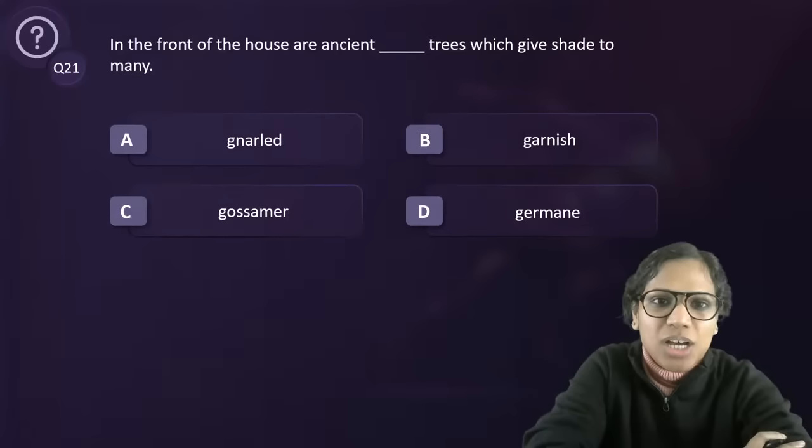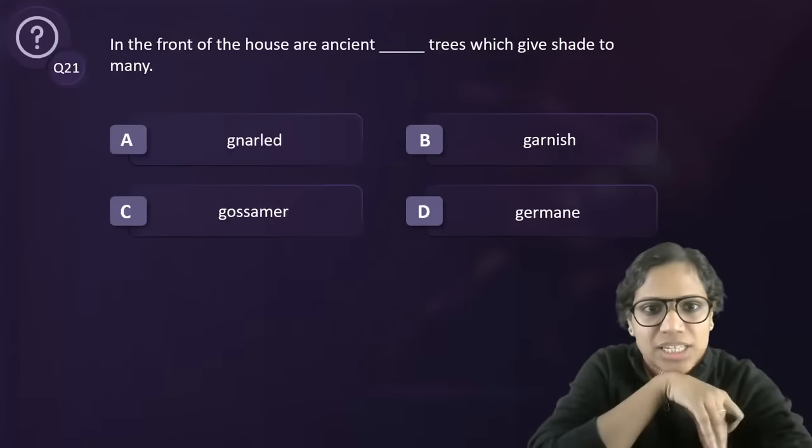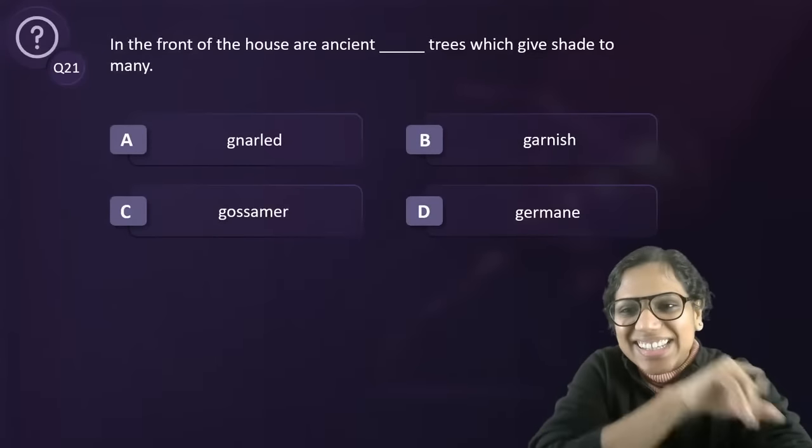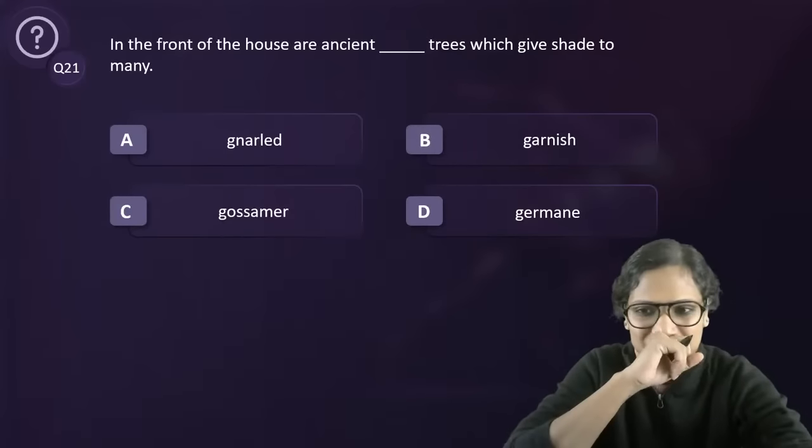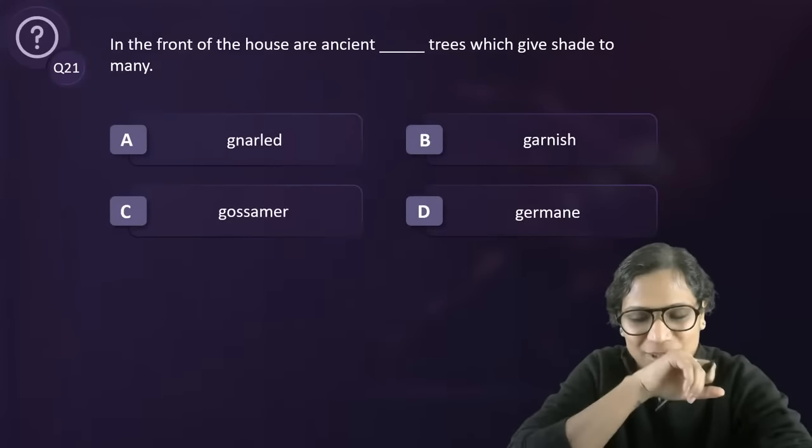21. In the front of the house are ancient dash trees which give shade to many. So what kind of trees are these? Garnish trees. Garnish trees, what does that even mean? Okay.